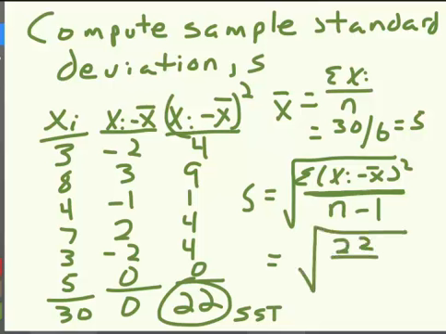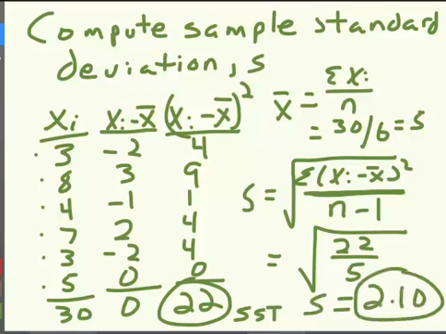There were 6 numbers there. And so 6 minus 1 is 5. And then we will come up with an answer of 2.10 for the sample standard deviation.